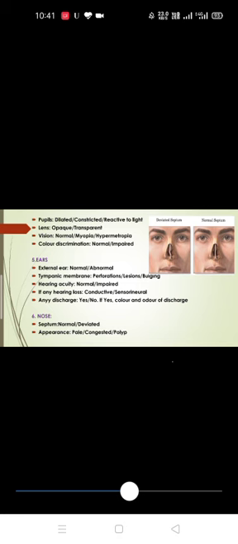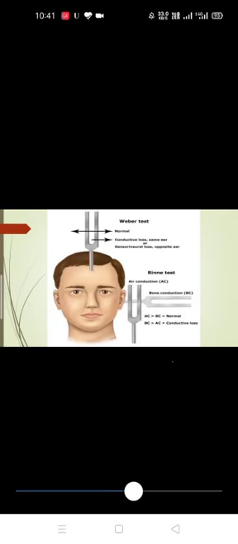Then if there is any hearing loss, you will see conductive hearing loss or sensory neural hearing loss. Then if there is any discharge, you will have to write the color and odor of the discharge. So how do you check the hearing acuity, how do you check the hearing loss? For checking the hearing loss you have two tests, the Weber test and the Rinne test.